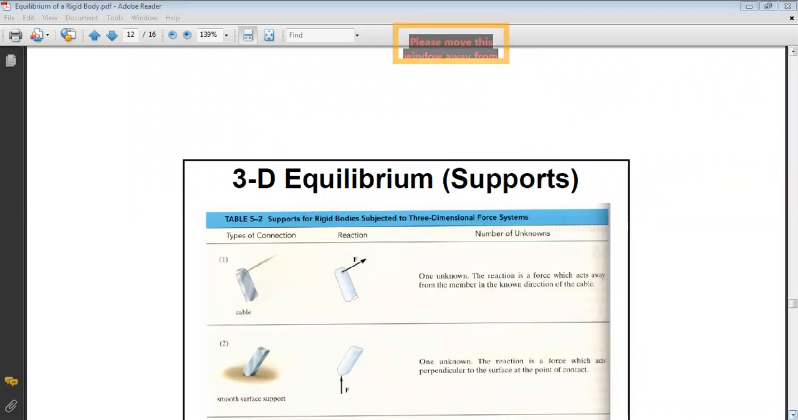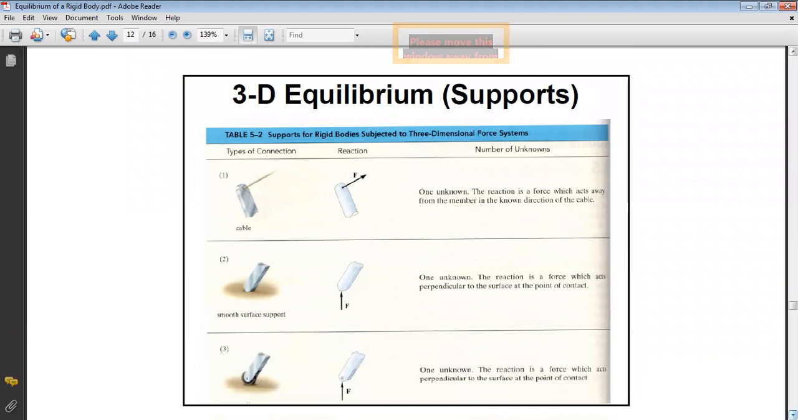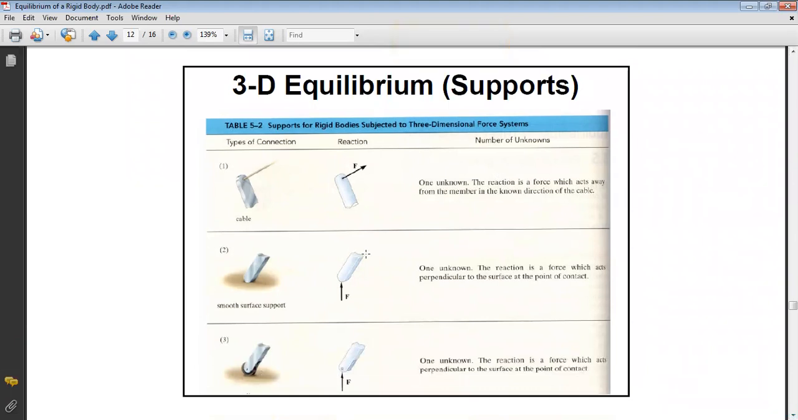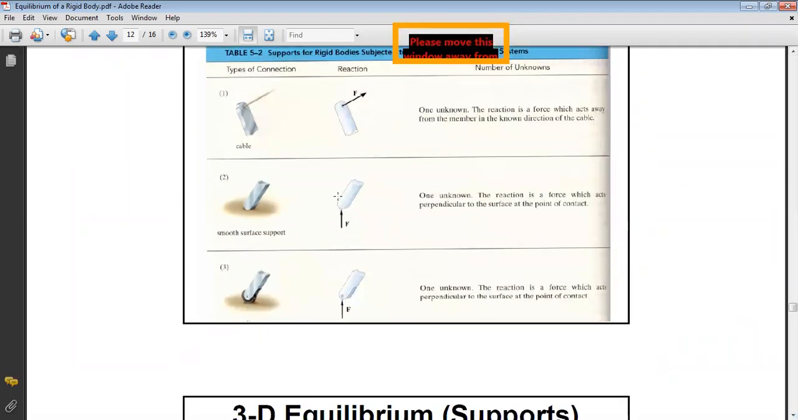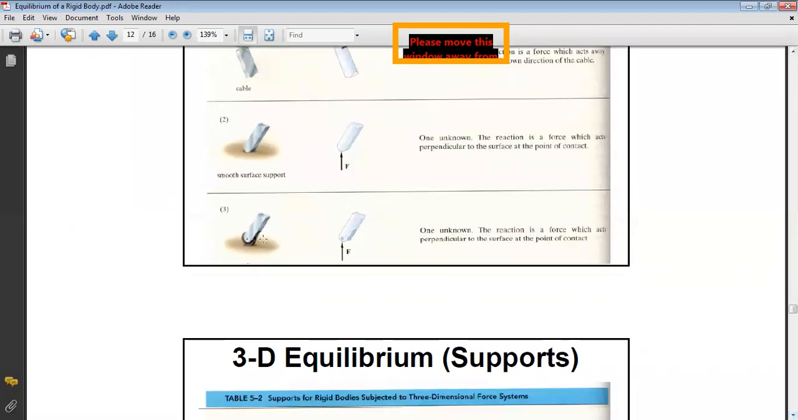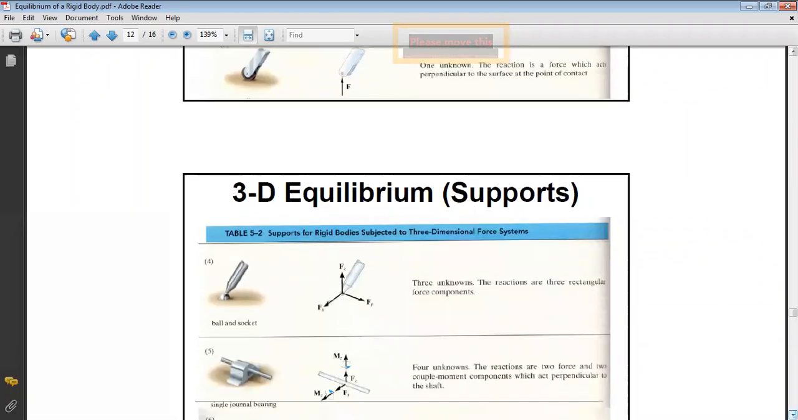Okay, so here we will go over these connections and supports. So first, for the cable, it's like before, the force is always along the cable in a way to have tension. Also here, if you have a smooth surface support, it's the same thing. I have a force F that is perpendicular to contact. Now here you can see the roller also. This is a roller, you have a wheel. So you have a force also perpendicular to contact. So it's like 2D until now.